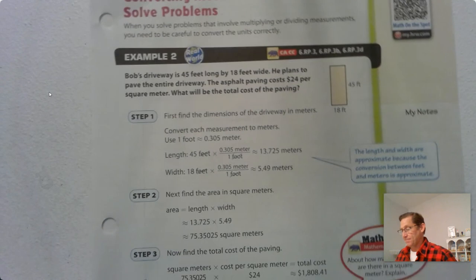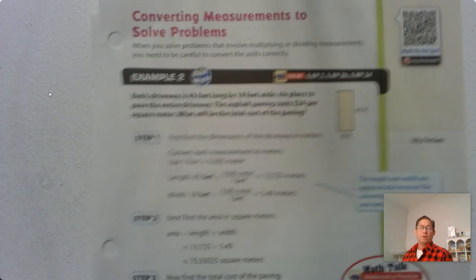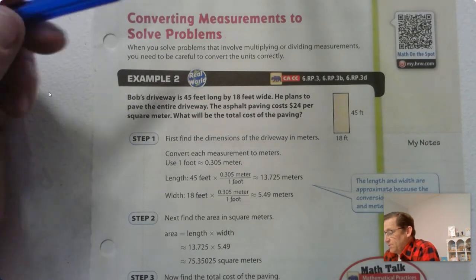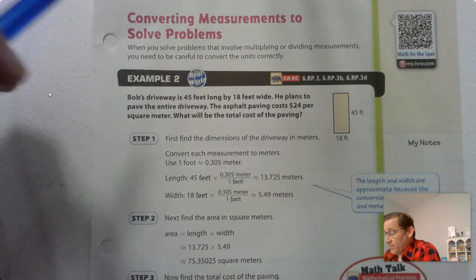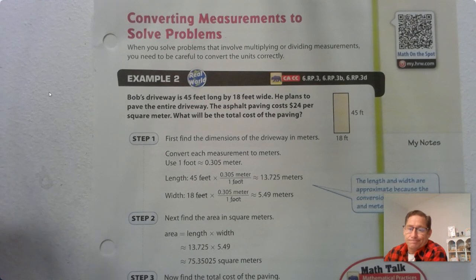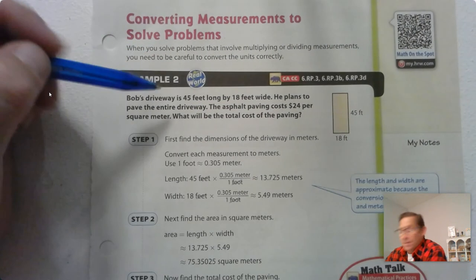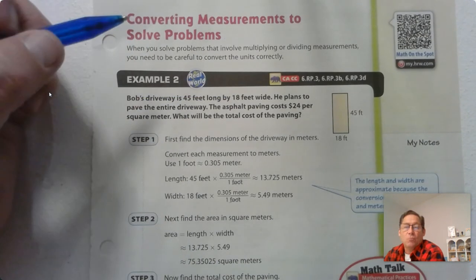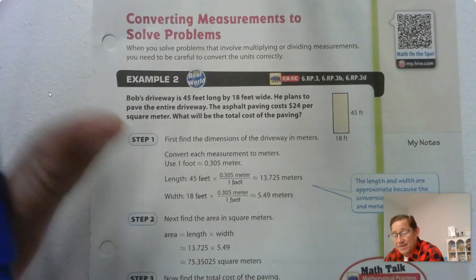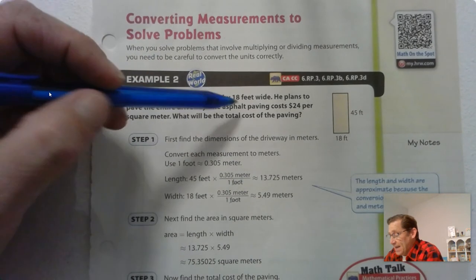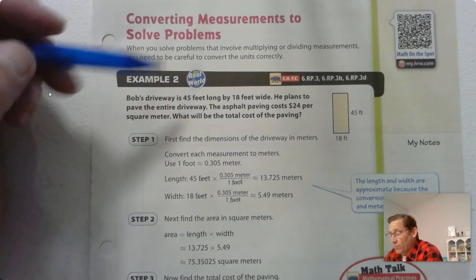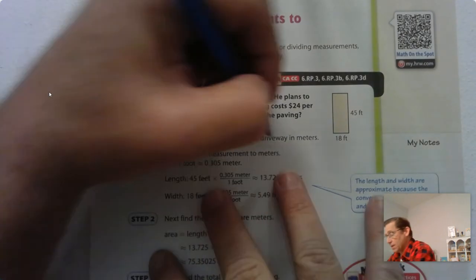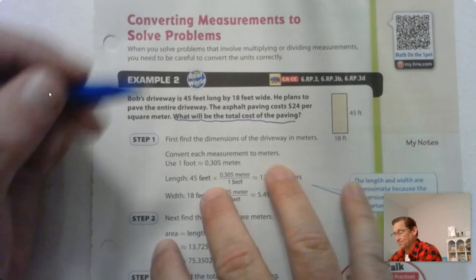Okay. So converting measurements to solve problems. All right, when we solve problems that involve multiplying or dividing measurements, we need to be careful to convert the units correctly. Well, that's kind of obvious, right? Bob's driveway is 45 feet long by 18 feet wide. He plans to pave the entire driveway. The asphalt paving costs $24 per square meter.